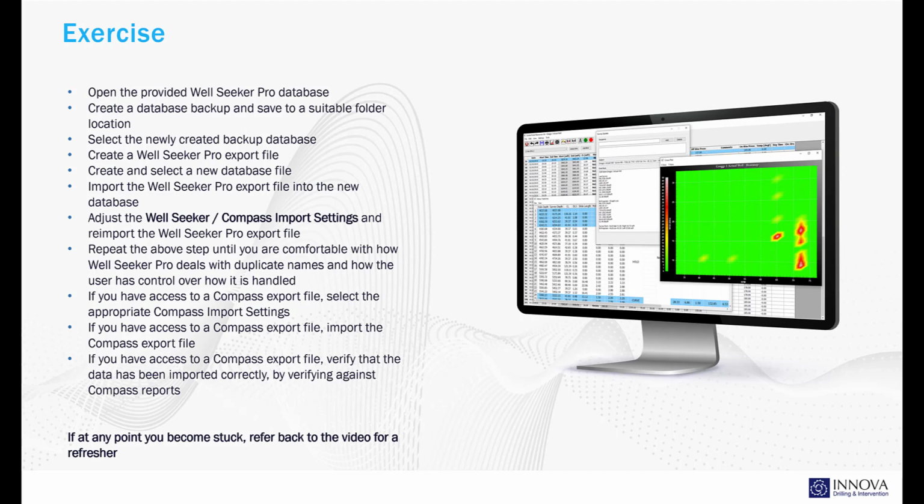Next, if your company has access to Compass export files, select the appropriate Compass import settings. Again, if you've got access to Compass export files, go ahead and import a Compass export file. And then after that, verify that the data has been imported correctly by verifying against Compass reports. Once you've completed that, that is the end of the exercise for this stage of training. If at any point you become stuck, refer back to the video for a refresher on any individual points. That is the end of the WellSeeker Pro database backup and export files section.